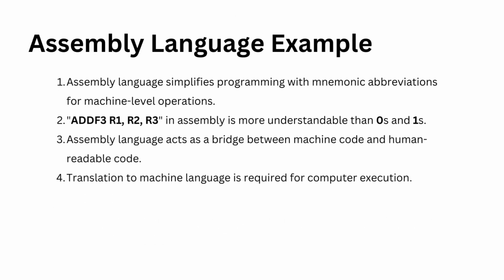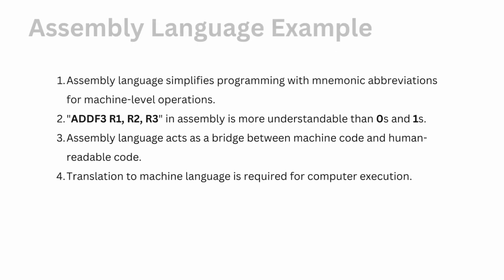Assembly languages were invented to make life easier. They used mnemonic abbreviations to represent machine level operations. For example, if you wanted to add two numbers, you'd write something like add f3 r1, r2, r3 in assembly code, which is much easier to understand than a bunch of zeros and ones. Assembly language is like a bridge between machine language and human readable code. But to make it work on the computer, we still needed to translate it back into machine language.